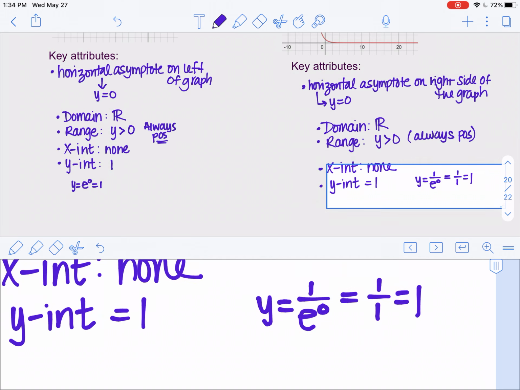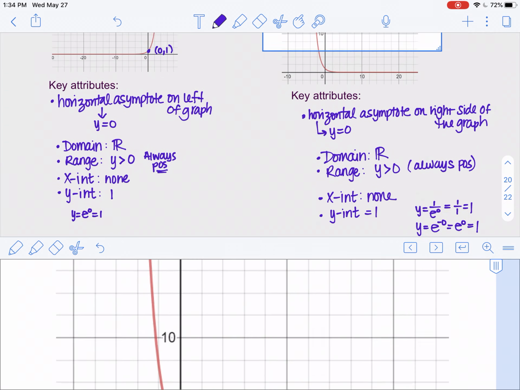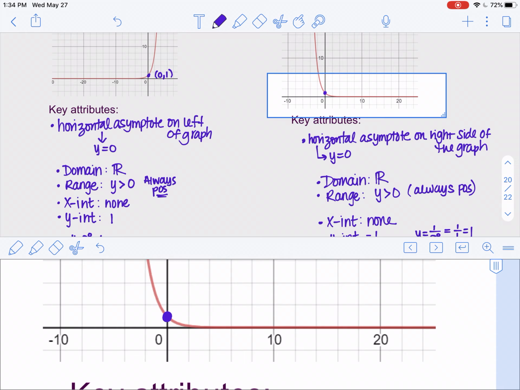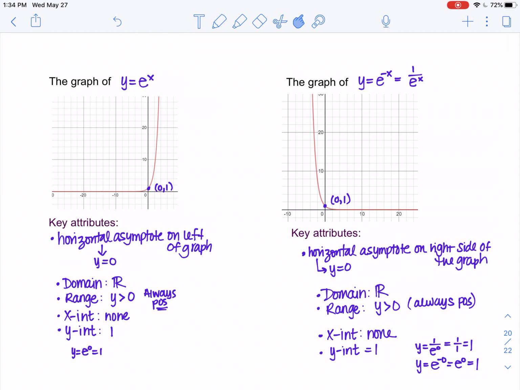Or I could even do y equals e to the negative 0. Well, e to the negative 0 is the same thing as e to the 0, which is 1. So up on this graph, again, it's crossing the y-axis at the ordered pair (0, 1). And so those are two graphs that you should be pretty familiar with because they do pop up a fair amount as you go on in calculus. They also relate to the next thing, so we're going to talk about that right now.